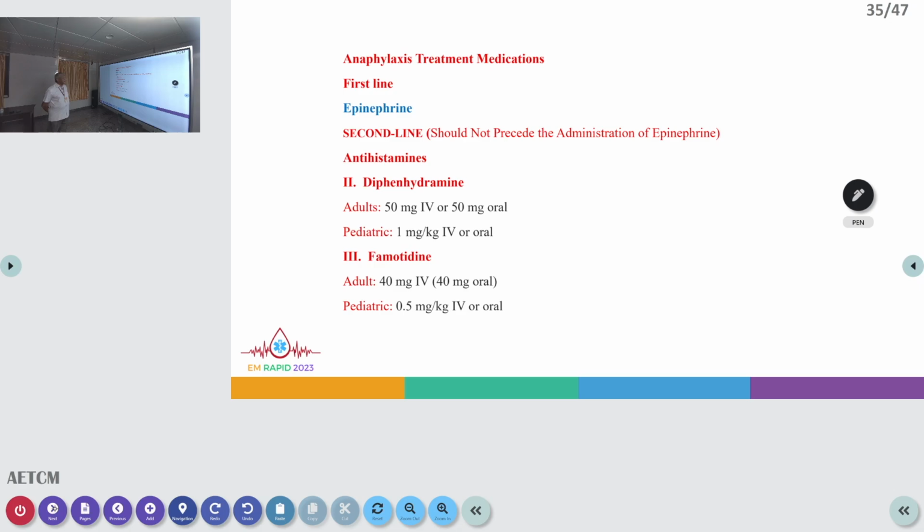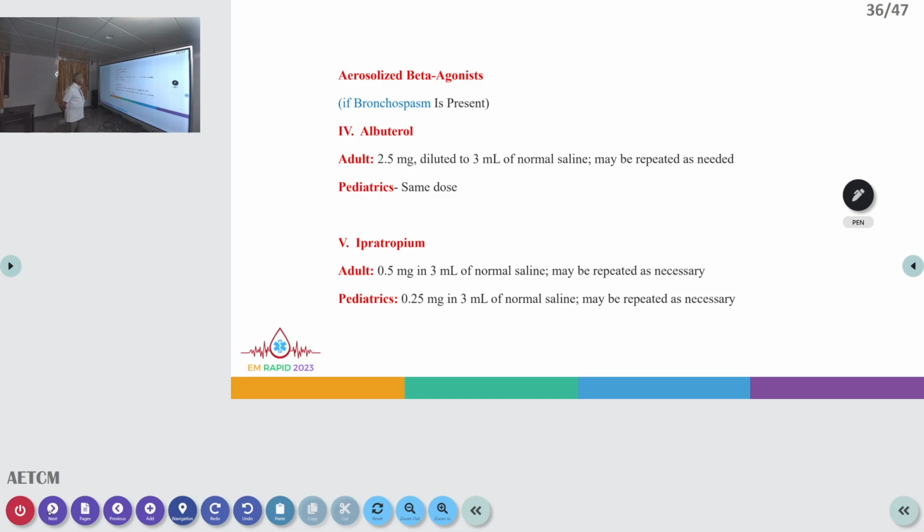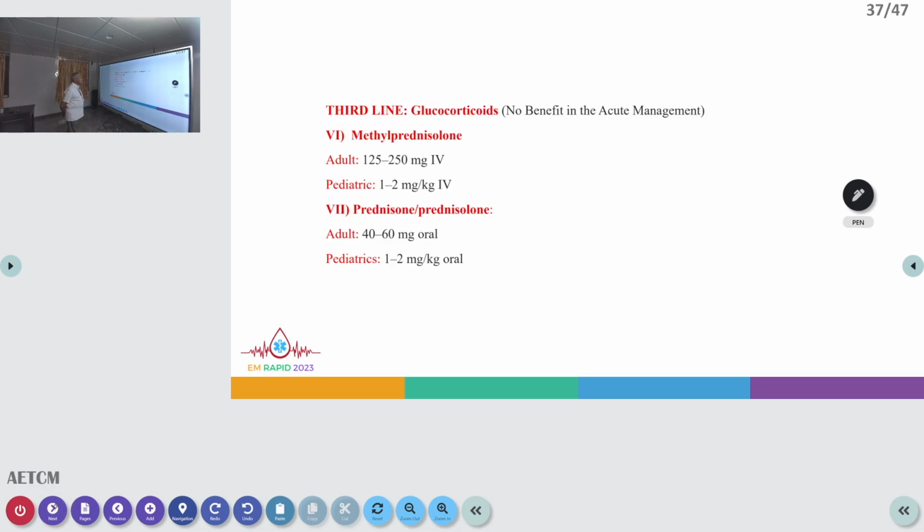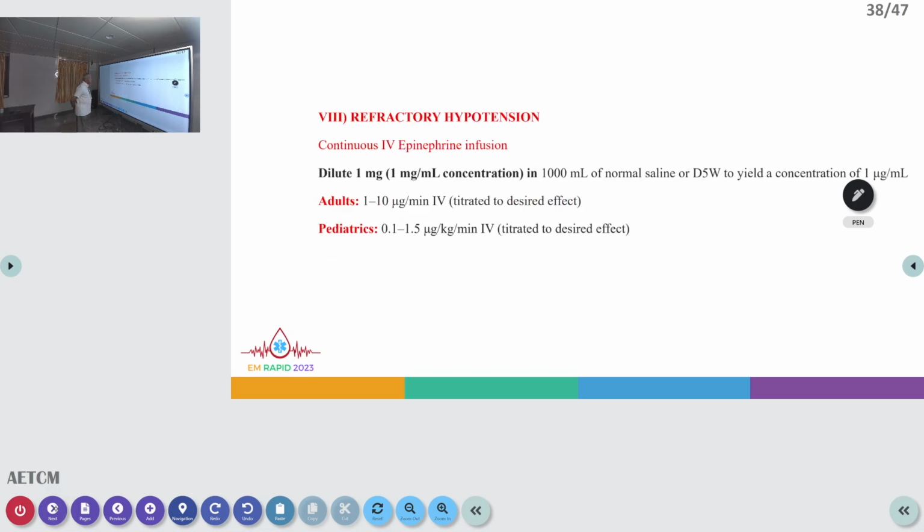Second line is antihistamines, diphenhydramine, famotidine, and if there is severe bronchospasm, then aerosolized beta agonist, albuterol, IV, and ipratropium. These are all the agents we have to administer. Third line is glucocorticosteroids. No benefit in the acute management. So methylprednisolone or prednisolone are administered as third line, for prophylaxis as well.